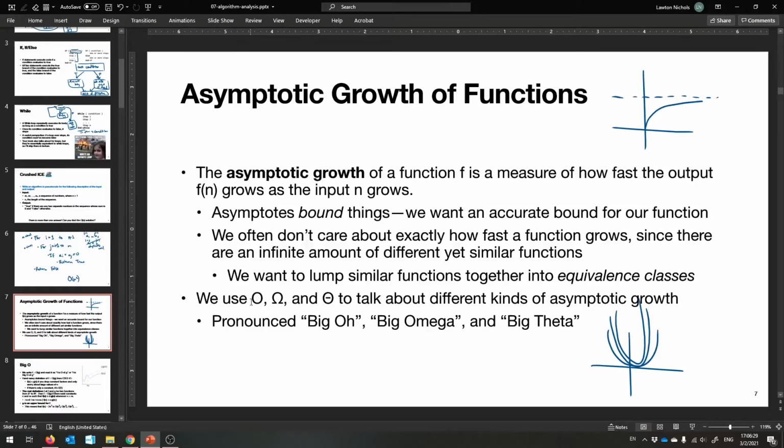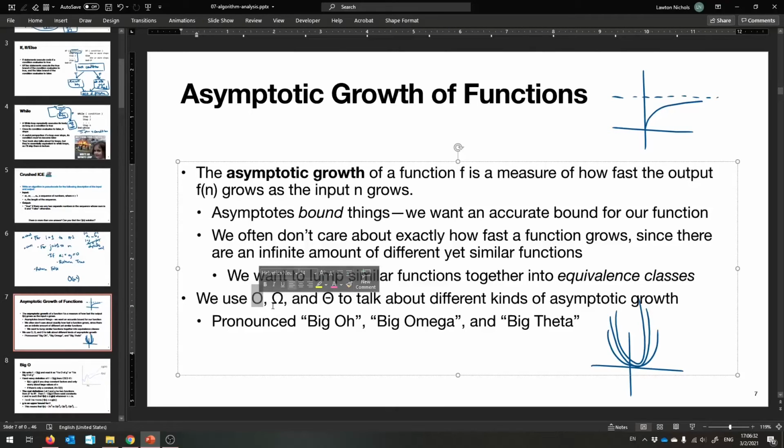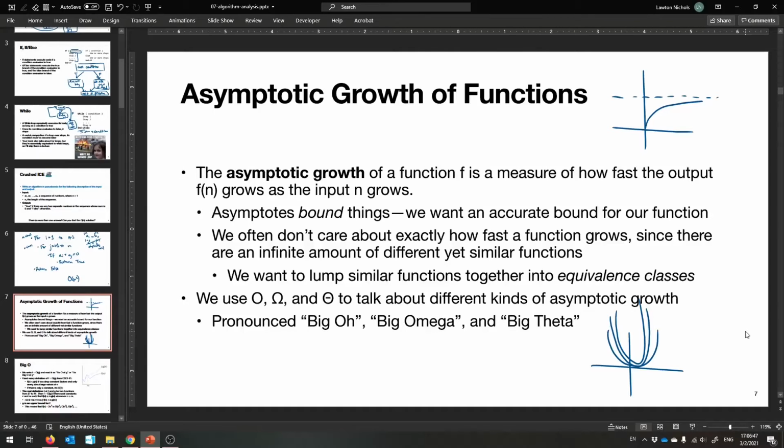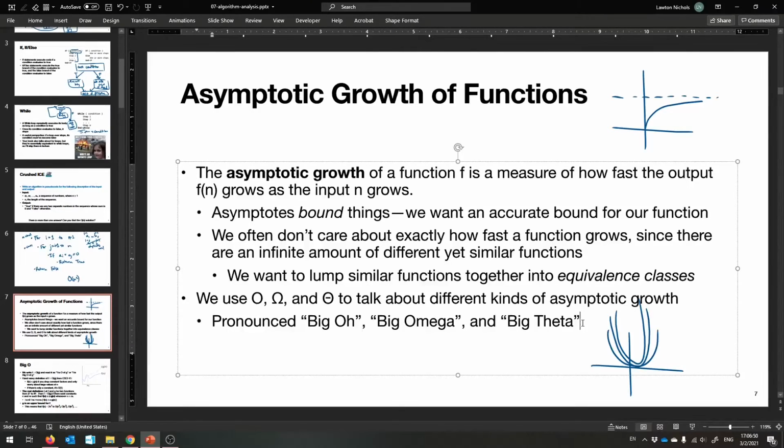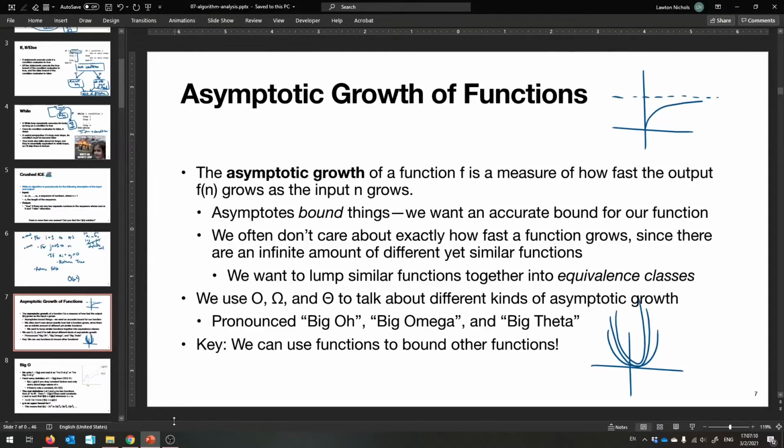So the different kinds of growth that we care about are usually big O, big omega, and big theta, okay? We don't say capital, we say big, all right? Which is weird. And these are the ways that we talk about asymptotic growth of functions. We can use other functions to bound other functions is the key. That's what we're going to do. It's like a generalized kind of asymptote. We can use functions to bound other functions. That's where we're going.